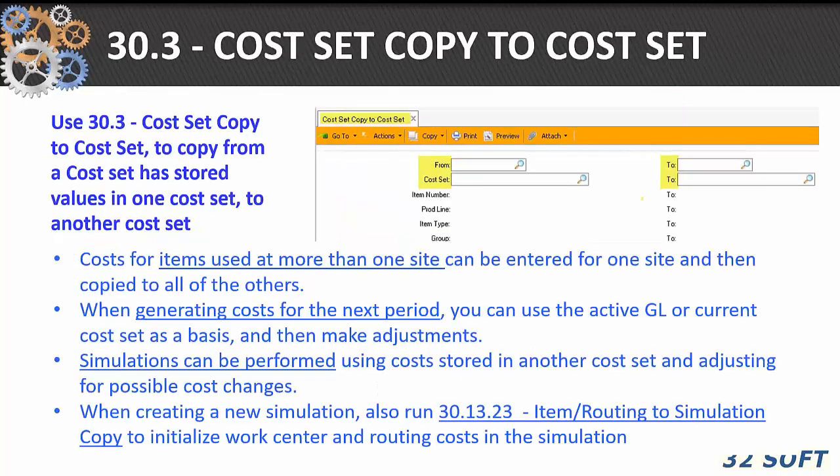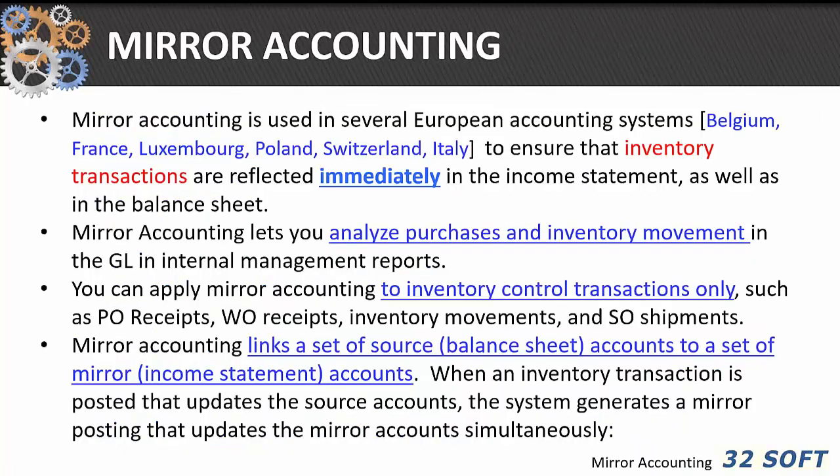Then 30.3 is where you're going to copy from a simulated cost set or a current cost set into your standard cost, or you can transfer between simulated cost set to simulated cost set. There's just a whole bunch of different functionality that allows you to manipulate those cost sets and look at the various changes that might be done from work center rates to inventory to purchase cost and so on.